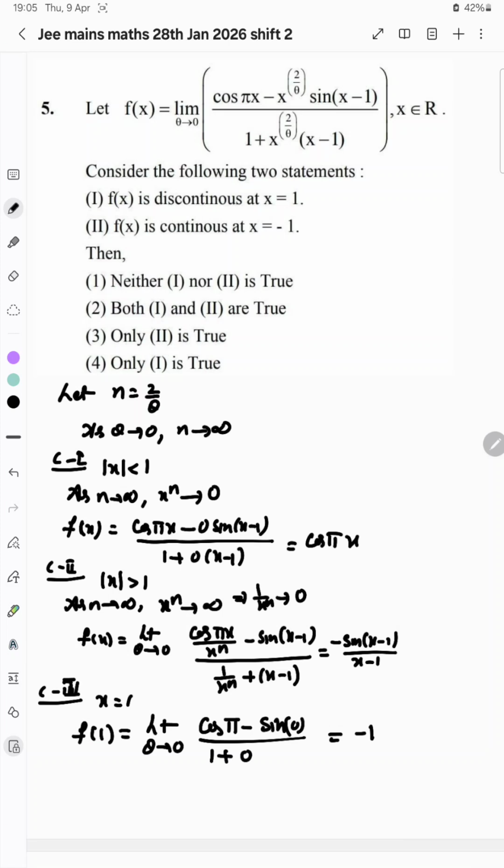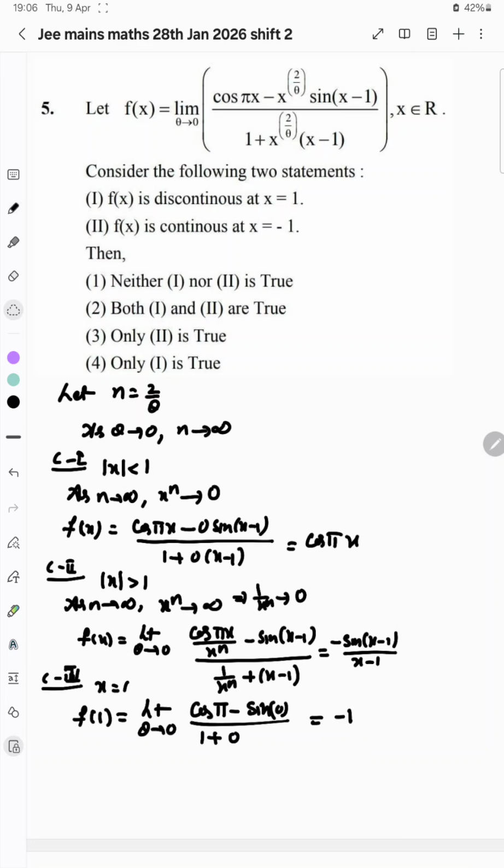Okay, now at x equal to 1, we have to check the left hand limit and right hand limit, then only we can decide whether it is continuous or discontinuous. So check it at x equal to 1, left hand limit and right hand limit. What happened now here? LHL first at x equal to 1. Limit tends to 1 minus only, no? So 1 minus means less than 1.